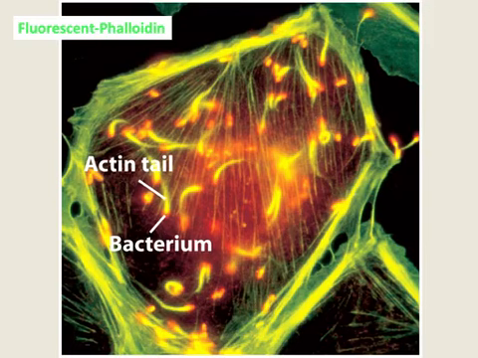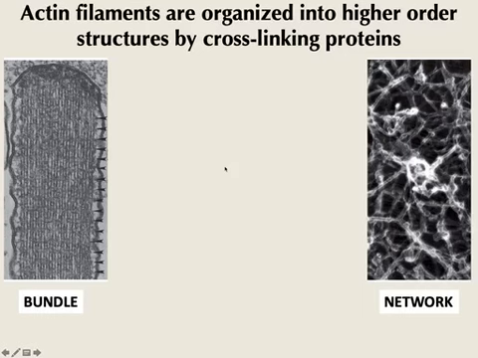And indeed, in fixed samples, you can see bacteria here in red. And if you stain with phalloidin, that molecule which recognizes F-actin, you see these comet tails or actin tails here. And that's indicative of polymerization behind the bacterium and triggered by the bacterium.